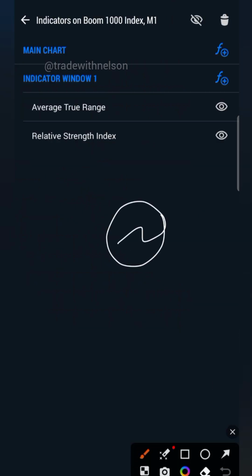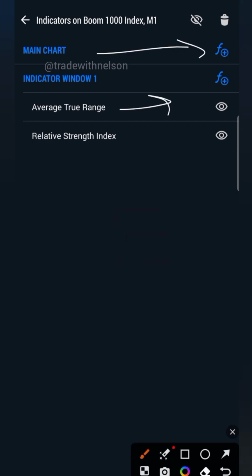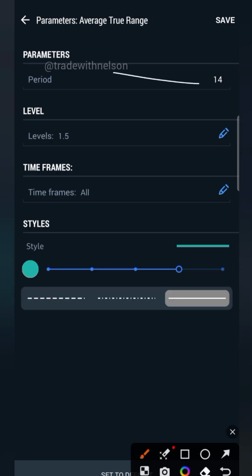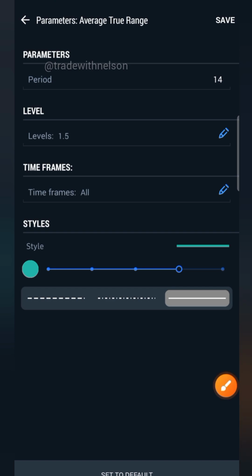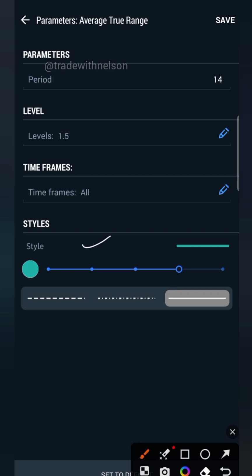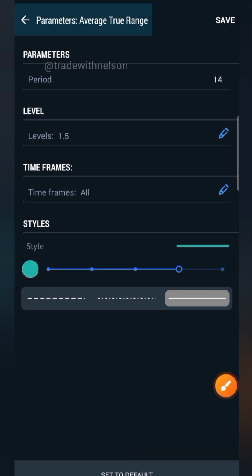So click on this indicator icon over here. As you can see, I have just two indicators. I have the average true range and the relative strength index. To select your average true range, click on the F icon on the main chart and search for your average true range. Make the period to be 14. For the levels, click on this pen icon, make it 1.5, color of your choice, and for the star, color of your choice, 4 pixel. After that, you click on save.